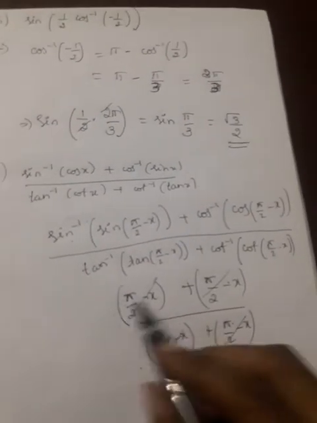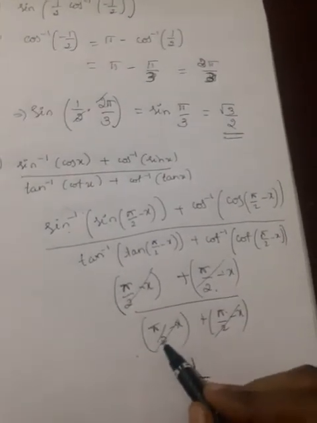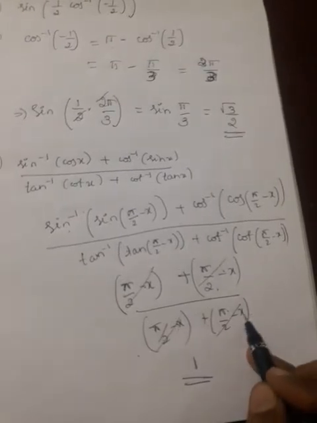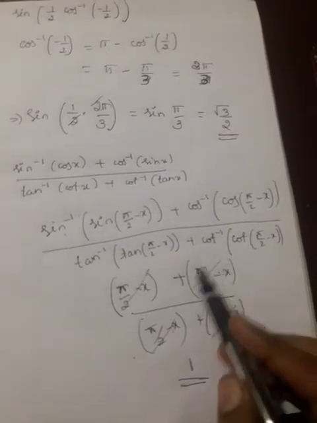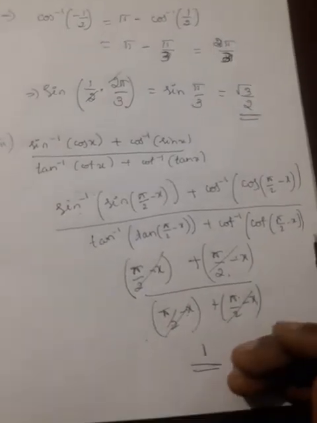Understood? Pi by 2 plus pi by 2 is 180, minus x minus x is minus 2x will come. Here also 90 plus 90 is 180 and minus x minus x is minus 2x will come. Numerator and denominator are the same, both get cancelled, and the answer is 1. Understood?